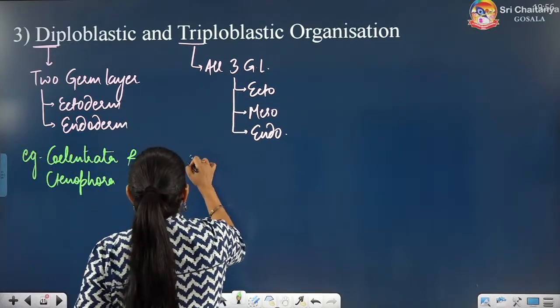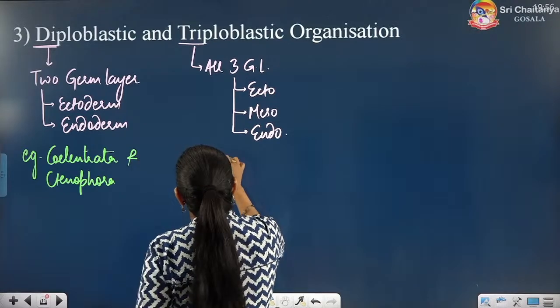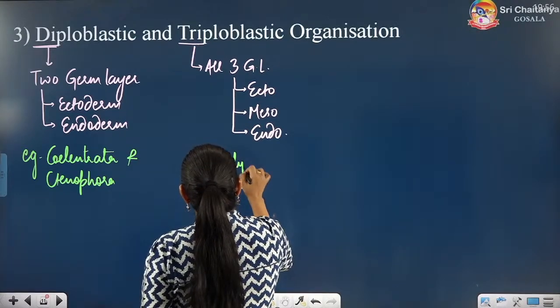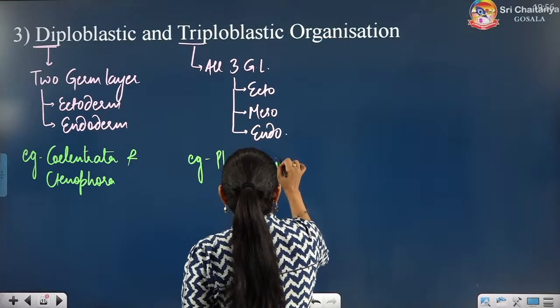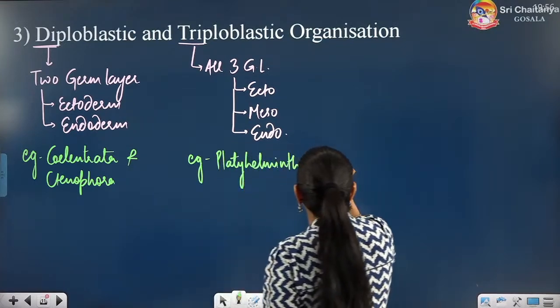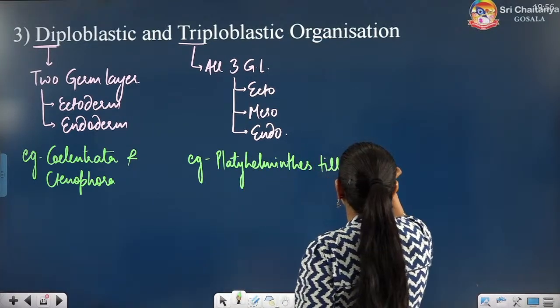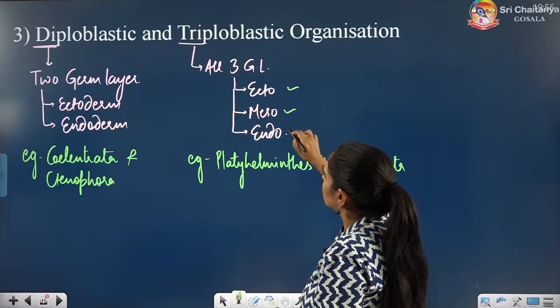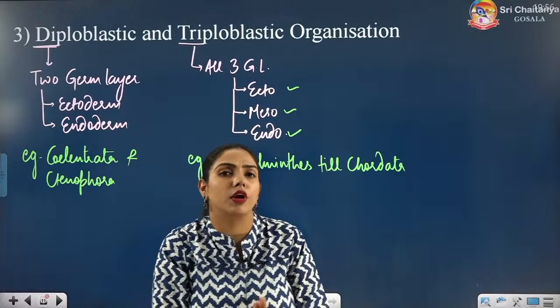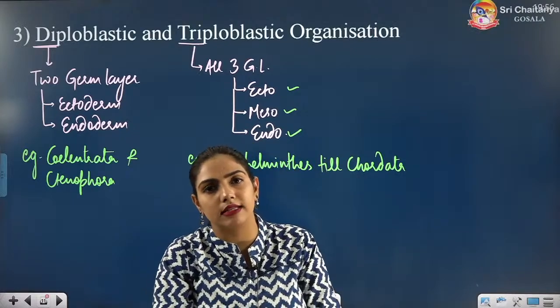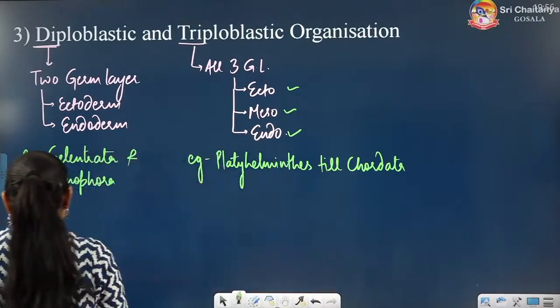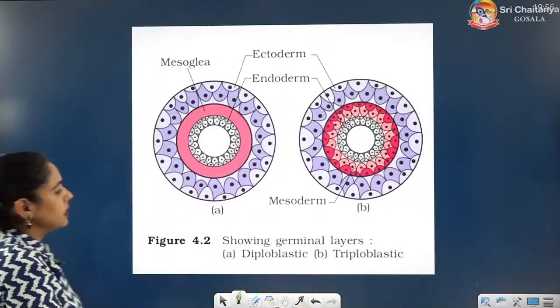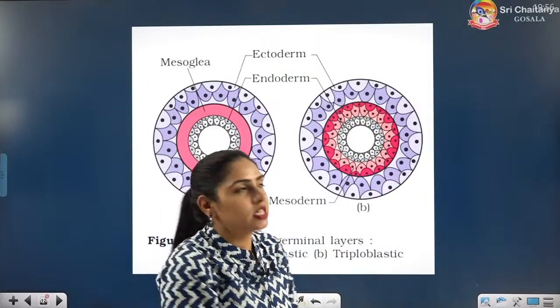Then the examples of triploblastic are from the phylum Platyhelminthes till Chordata. They all have these three germ layers, ectoderm, mesoderm and endoderm, and all the body tissues and organs are formed by these three germ layers. Let me explain this with the help of the diagram.